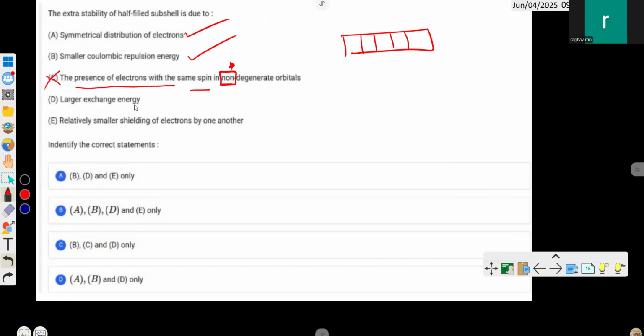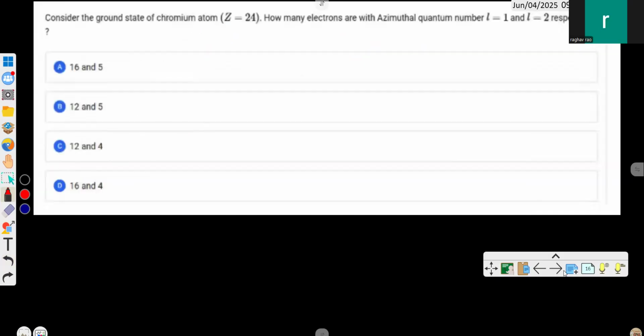This option is wrong. Larger exchange energy, yes. Relatively smaller shielding by one another is also yes. So 1, 2, 3, 4: A, B, D, E are correct. That C is wrong. Next, let us move to this question, chromium, ground state.